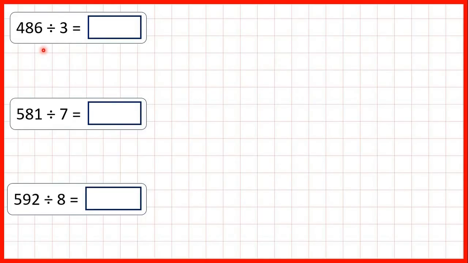Now let's divide using short division. First, we have 486 divided by 3. So we can set the question out like this with our divisor on the left. Now when we're dividing, we start by dividing numbers or digits in the larger place values. So first, we need to divide 4 by 3.